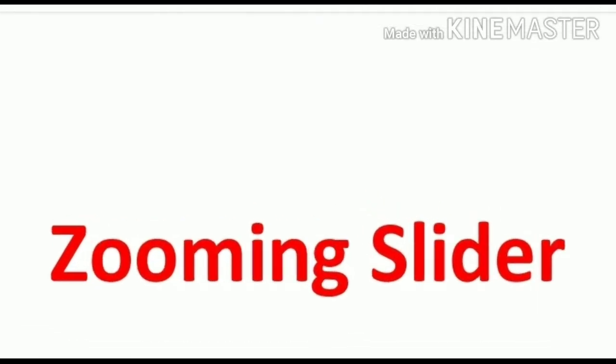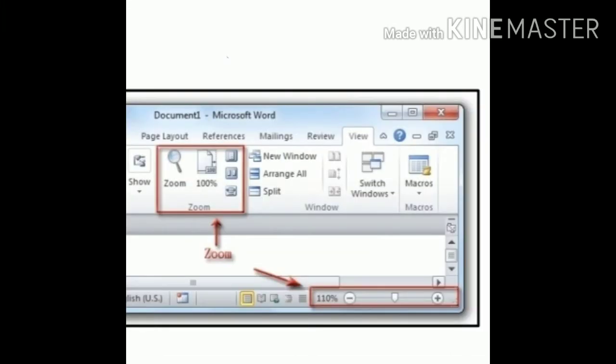Then zooming slider. The zooming slider is located on the bottom right corner of the Word window. It helps to enlarge or reduce the page view of the document. Zooming slider. We can see plus and minus buttons on the bar. The plus button enlarges and the minus button reduces the size of the page view.